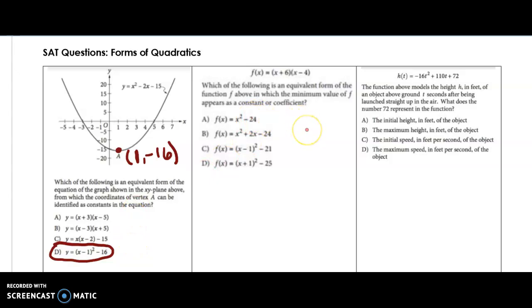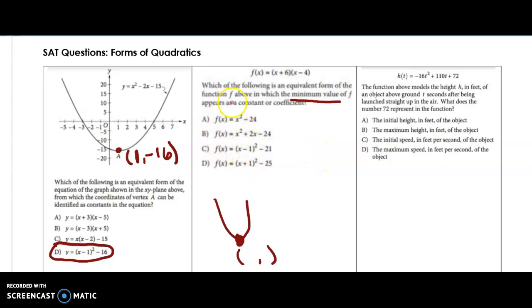All right, let's move on to number 2. So which of the following is an equivalent form of the function in which the minimum value of f appears as a constant or coefficient? Whenever we're talking about the minimum or the maximum of a quadratic, we are talking about the vertex. We're looking at this on a graph. We're talking about the minimum. We are talking about the vertex. And so this was the SAT's discrete way of saying, hey, I need my vertex to appear as a constant or coefficient in my equation. Again, we know a form where the vertex is very easily pulled out, and that is vertex form.